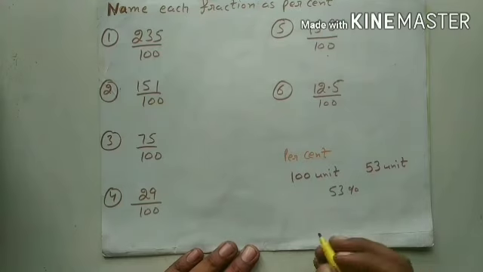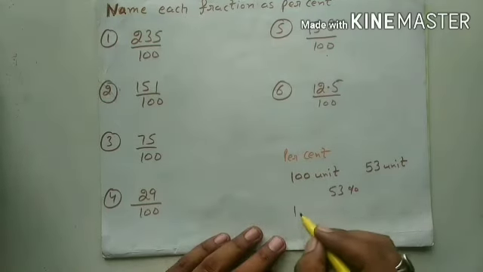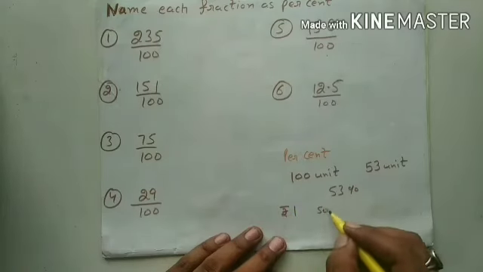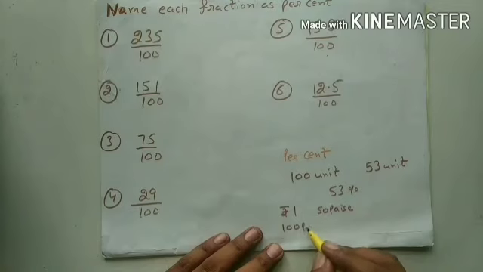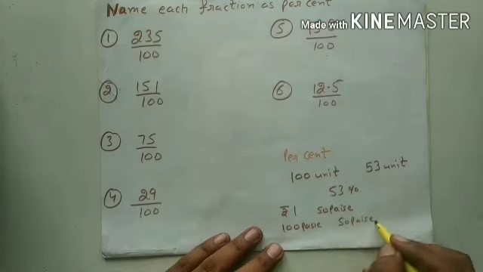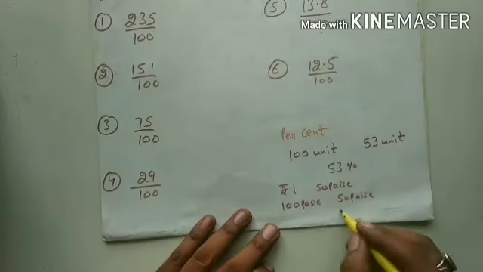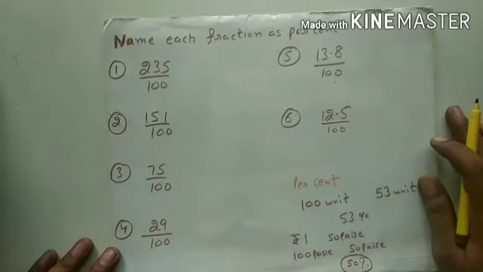So for every 100, what you get per 100, that is called the percentage. Okay student. Now say if I have 1 rupee, and you spend 50 paise. Now how many paise are there in 1 rupee? There are 100 paise, and you spend 50 paise. So how much do you spend? You spend 50%. Now percent means per 100.